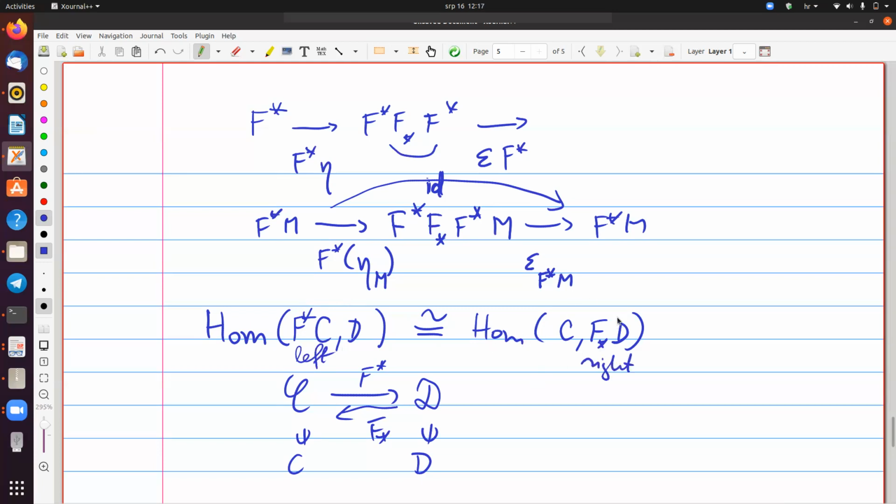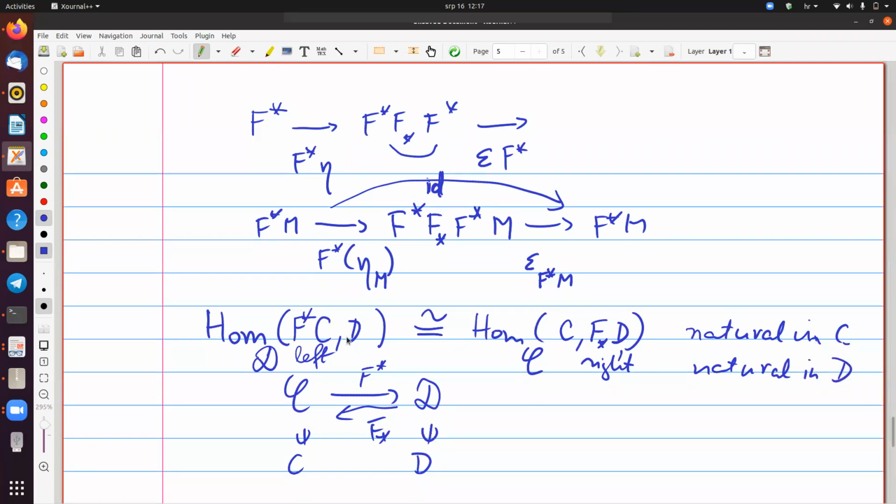And this happens on the left if the D is right. I mean, f lower star is on the right side of this too, but this is a Hom in category C, and this is in category D. And you have a bijection of this set and this set, and this bijection is natural in C and natural in D.